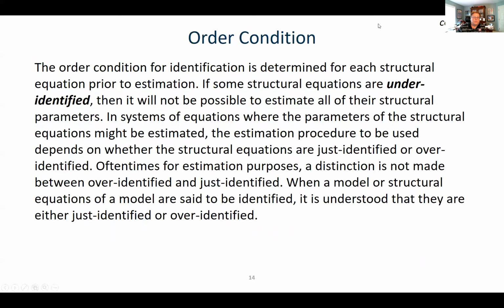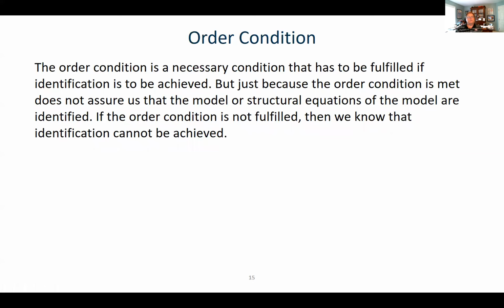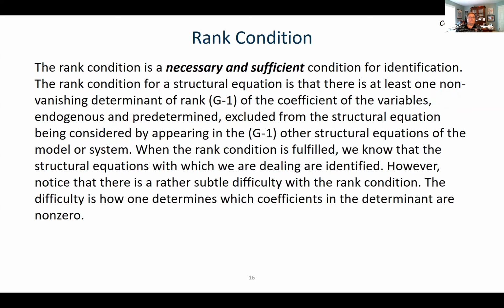So if some structural equations are under-identified, then it's not possible to estimate all their structural parameters from the reduced form parameters. And when that is the case, we need to make adjustments in the model. And also an important statement here, the order condition is necessary. That has to be achieved or fulfilled if identification is to be achieved. But just because the order condition is met, that doesn't necessarily guarantee that we are fulfilling the identification situation. So in that case, we must appeal to the rank condition.